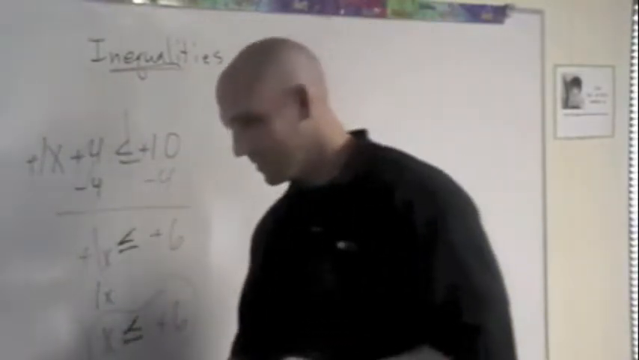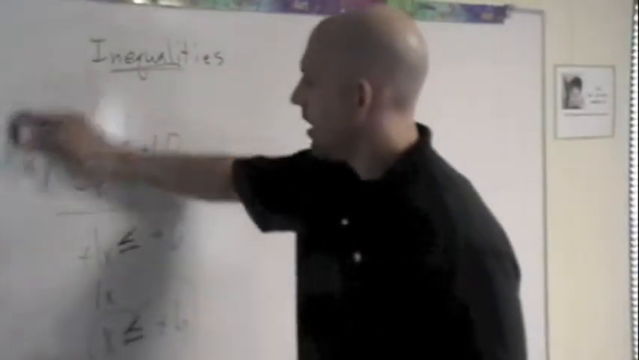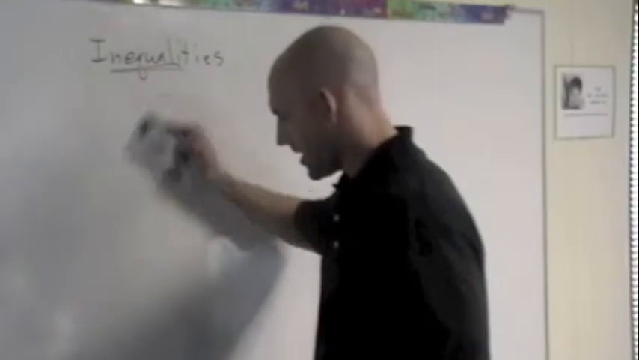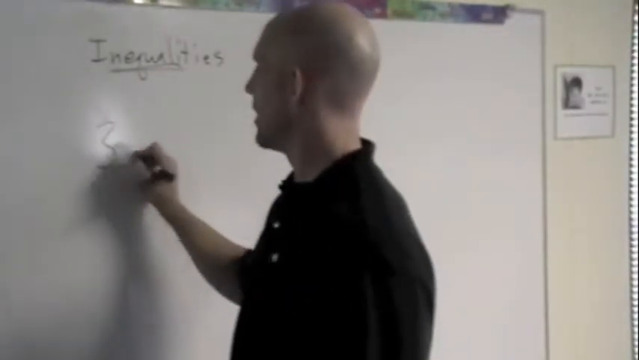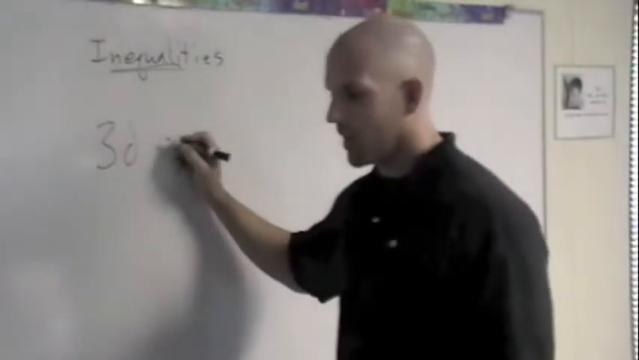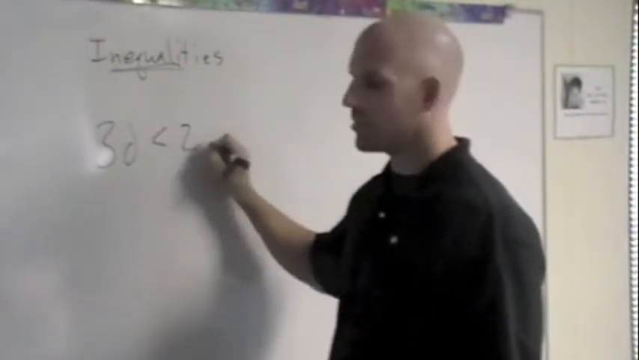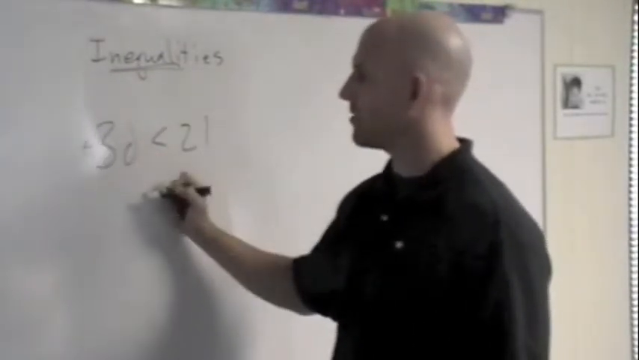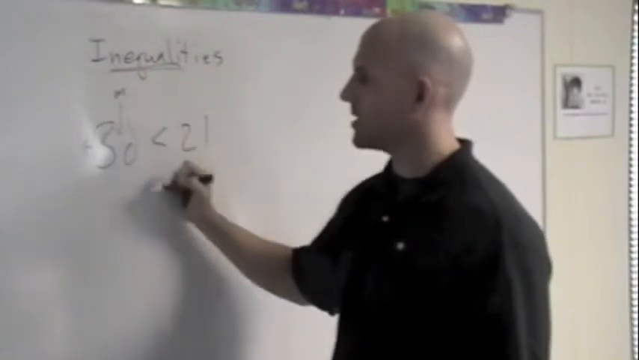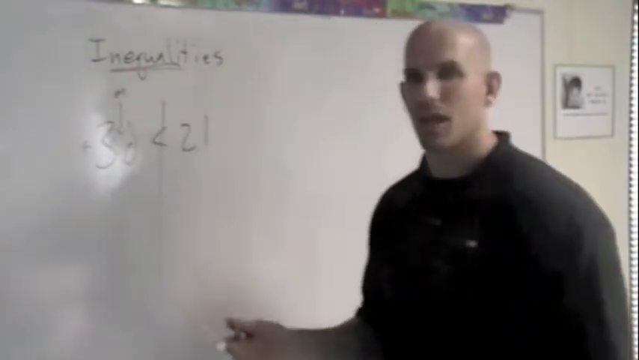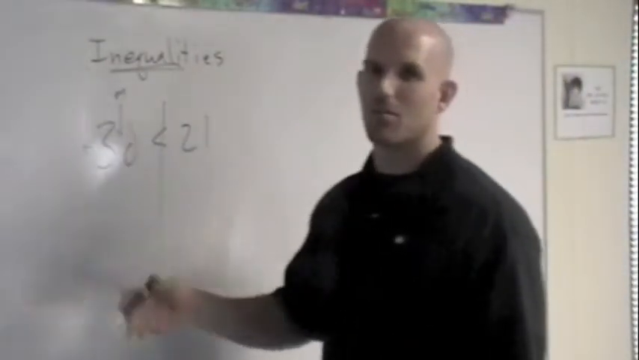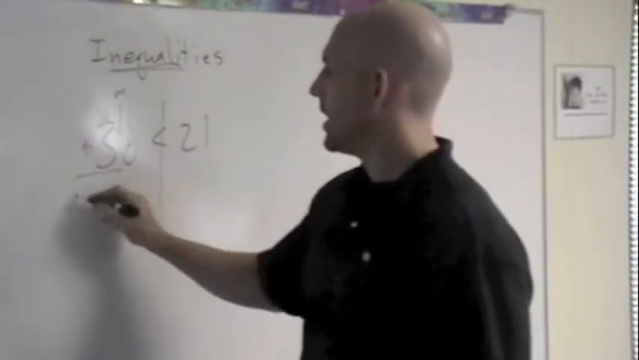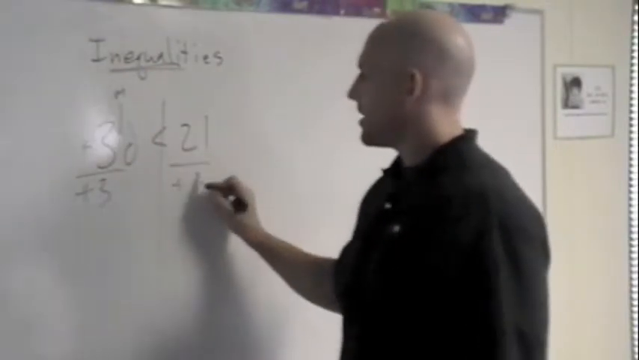Now, if we're multiplying by or dividing by a positive number, this doesn't happen. The switch doesn't take place. So if I have 3d is less than 21, well, this is a positive 3d. I know this is my multiplication here. I have to divide that 3 out of the way, just like in equations. Nothing changes. The opposite of multiplying by positive 3 is dividing by positive 3. So I divide each side by the positive 3.